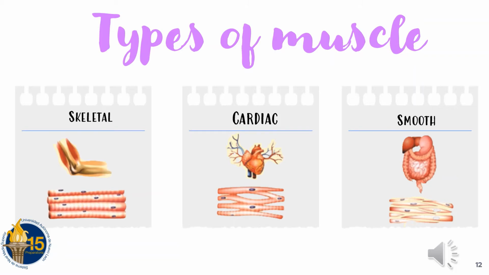And the last one is the smooth. Its function is, as with cardiac, involuntary, and its location is in the wall of hollow viscera, for example, the intestine.